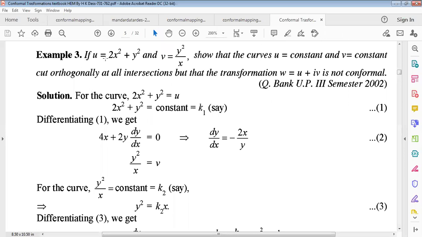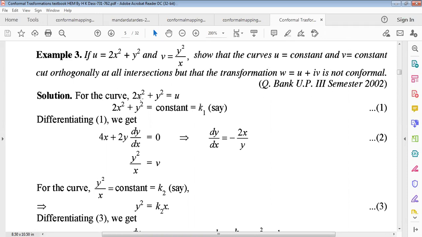Now another example. If u equals 2x square plus y square and v equals y square by x, show that the curves u equals constant and v equals constant cut orthogonally at all intersections, but that the transformation w equals u plus iv is not conformal. Although they cut orthogonally, it is not conformal.